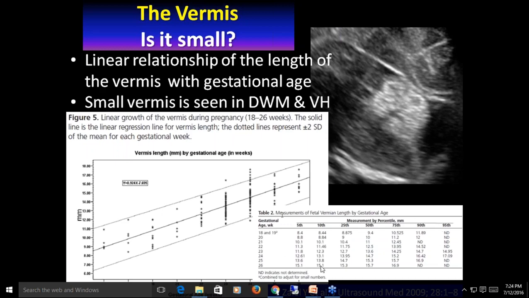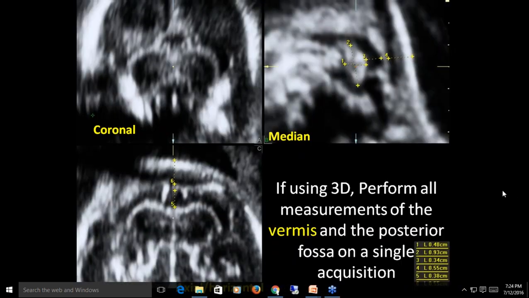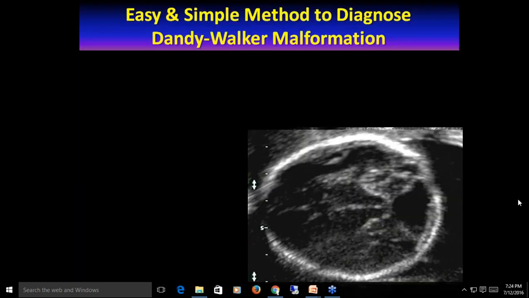In addition, you can look at different nomograms, and you can see the sizes of the vermis in relationship to the gestational age. If using 3D, you can perform all measurements of the vermis and the posterior fossa on a single acquisition.